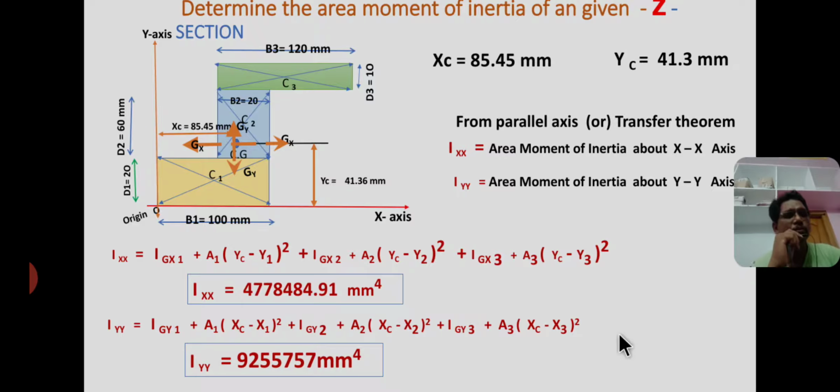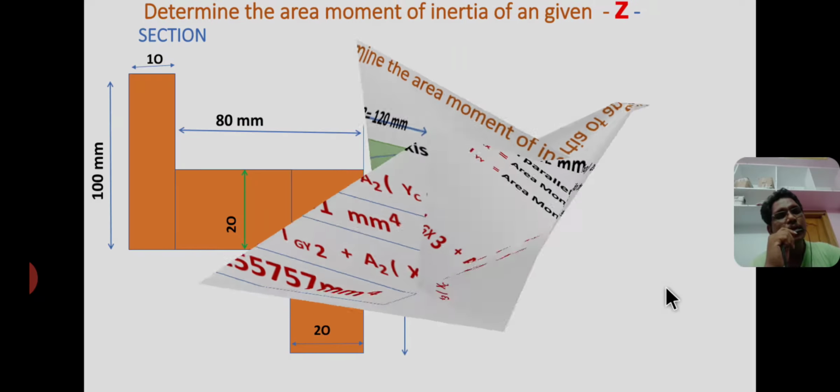Okay, this is the final answer for model 2. In the model 2 problem, xc, yc is the centroid of this Z section, and Ixx, Iyy are the area moments of inertia about the reference axes for this particular section only. Now coming to another model.